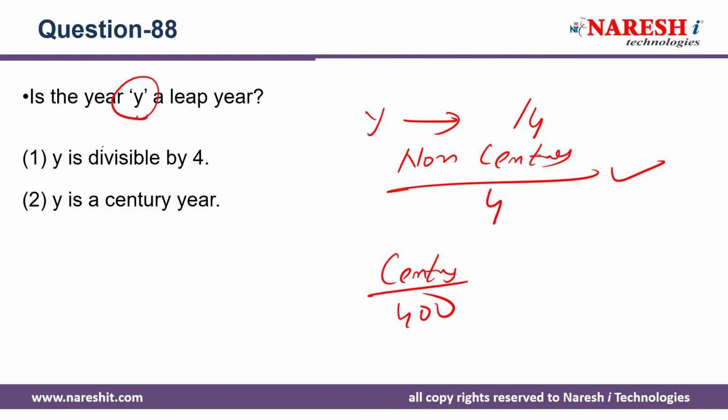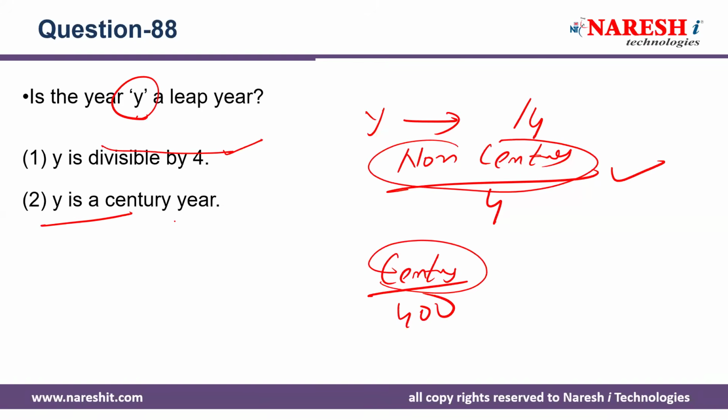So first statement, Y divisible by 4. This is possible if it is a non-century, but not possible if it is a century, because every century, even if divisible by 4, is not a leap year. Second, Y is a century. Every century is not a leap year unless it is divisible by 400.